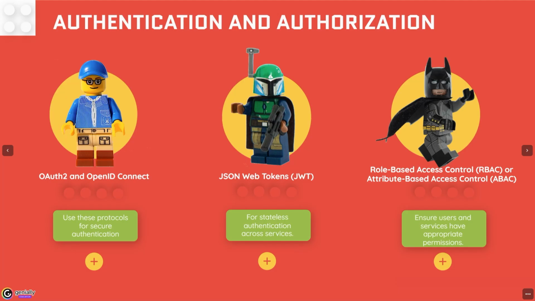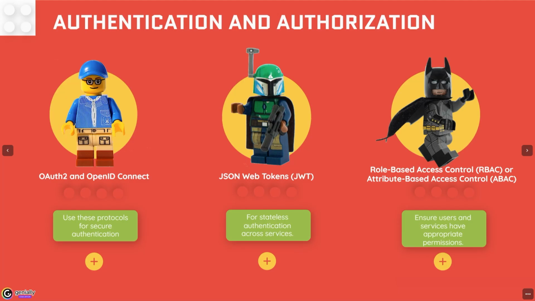The other one is JSON Web Tokens, JWT. JSON Web Tokens are a compact URL-safe means of representing claims to be transferred between two parties. They are commonly used for securely transmitting information in a distributed environment, such as microservices, and for implementing authentication and authorization mechanisms.